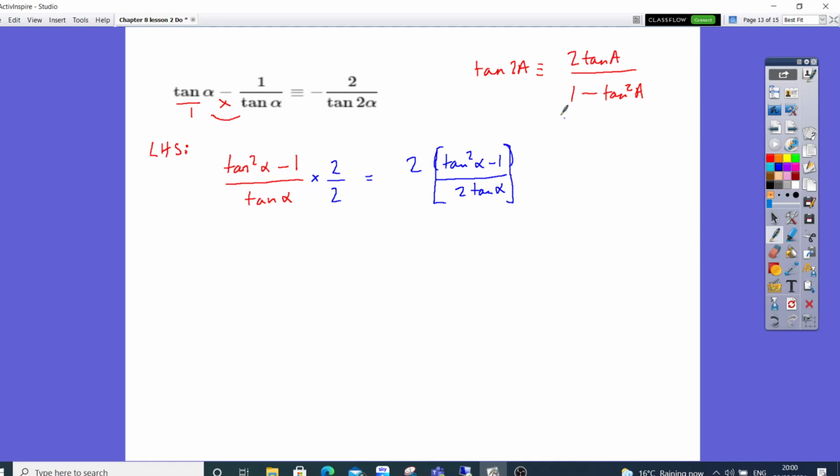So if I want to just quickly say that if I've got tan alpha, tan 2a, that is 2 tan a over 1 minus tan squared a, you can easily say that if I put that all over 1, what I do by putting that over 1 is it just flips this fraction. So 1 over tan 2a is the same as 1 minus tan squared a, all over 2 tan a.